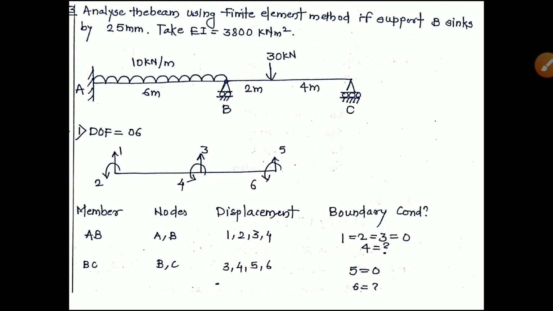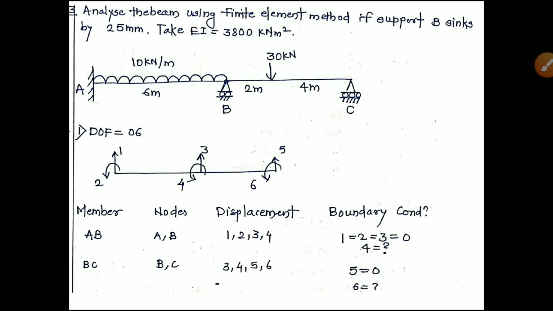Now make a tabular format. Write down in the first column members AB and BC, two members are there. Write down their associated nodes and displacements. For member AB, nodes are A and B and displacements are 1, 2, 3, 4. For member BC, nodes B and C and displacements 3, 4, 5 and 6.